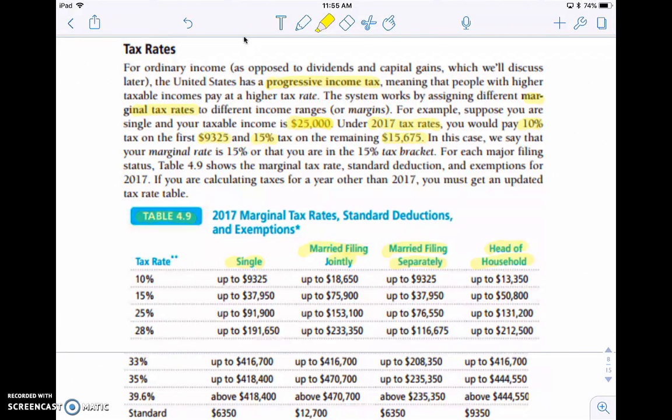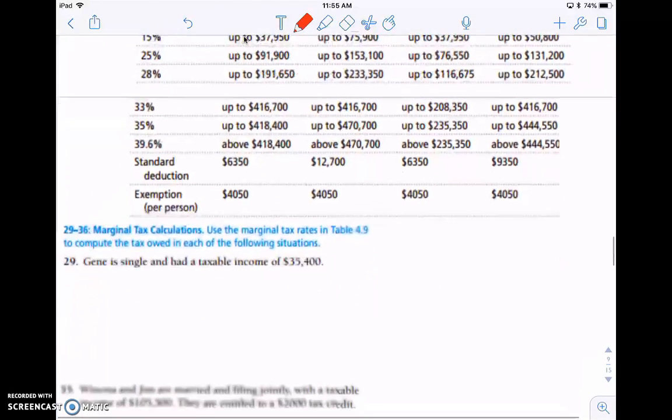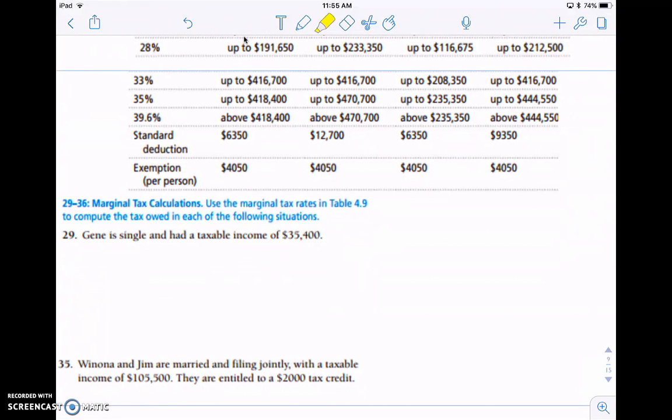And again, whatever tax rate you end up in last, that is the tax bracket that you are considered to be in. And at the bottom here, for a single, here's the standard deduction. For married filing jointly, there's your standard deduction. And then filing separately and head of household. And then the exemption all the way across is $4,050 per person. And so if it says you're married filing jointly with 3 dependents, then you would need to have that exemption 5 different times for you, the individual, the spouse, and then the 3 dependents.